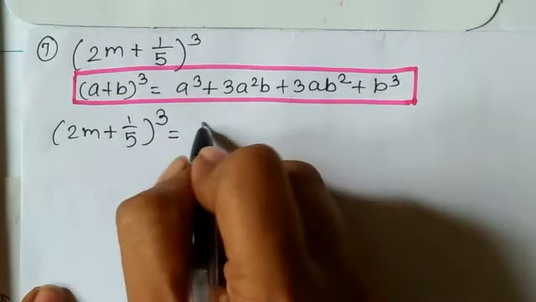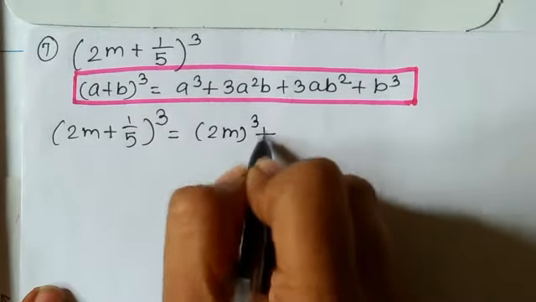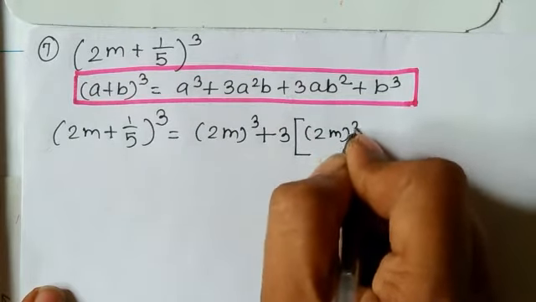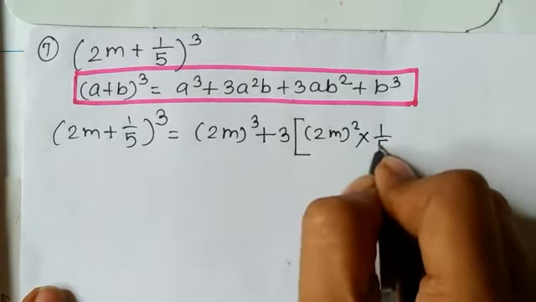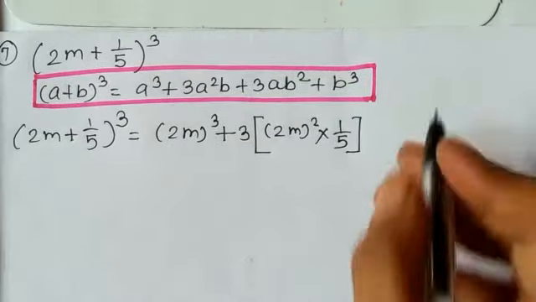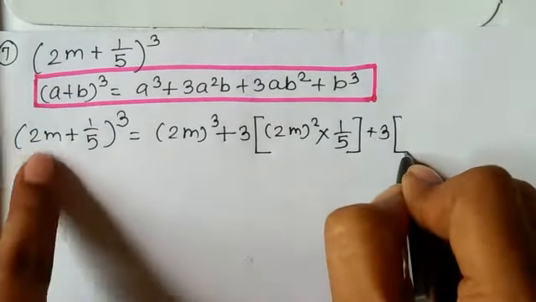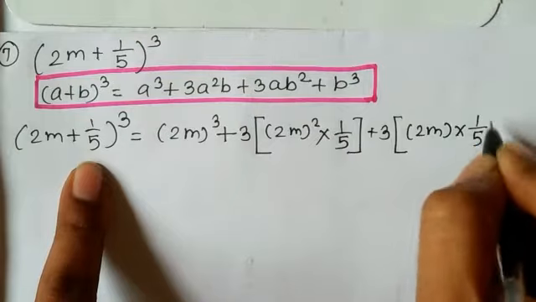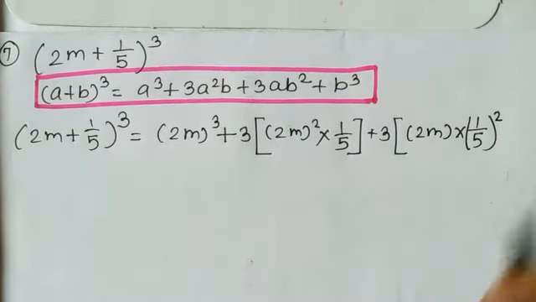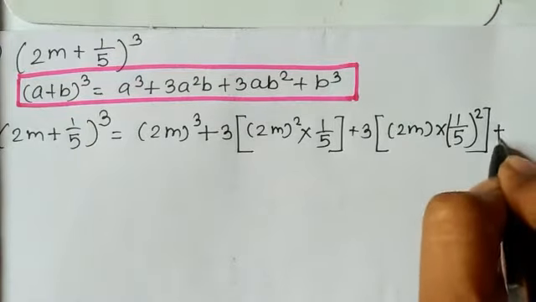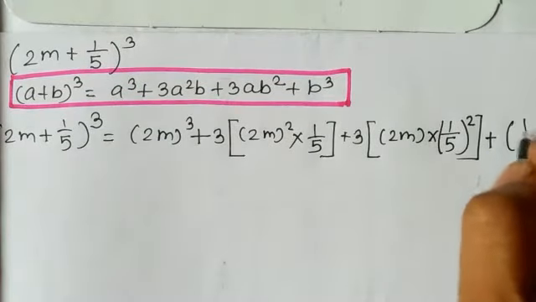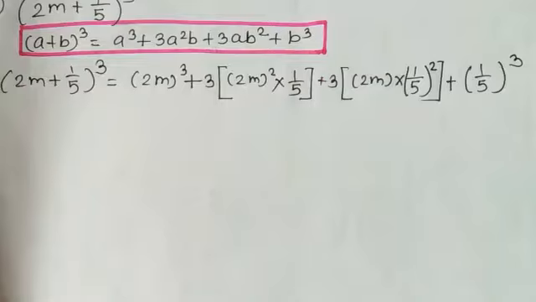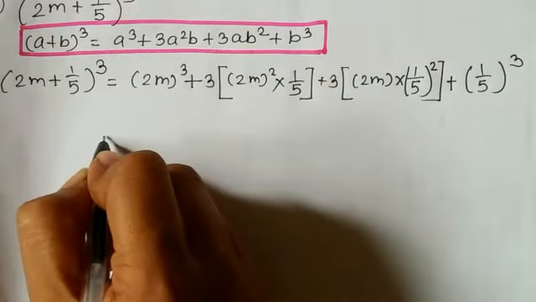Now first term's cube, it means 2m's cube, plus 3 into bracket first term square, it means 2m square multiply with 1 upon 5, bracket complete, plus 3 into bracket first term, it means 2m will be as it is, multiplying it to 1 upon 5, it means second term square, bracket complete, plus second term cube, it means 1 upon 5's cube. Okay, let's go ahead with the second step.